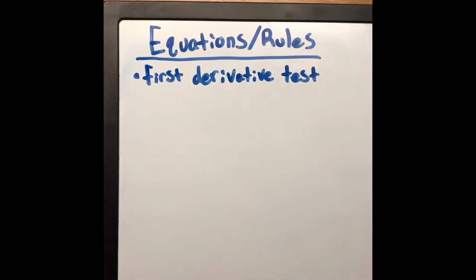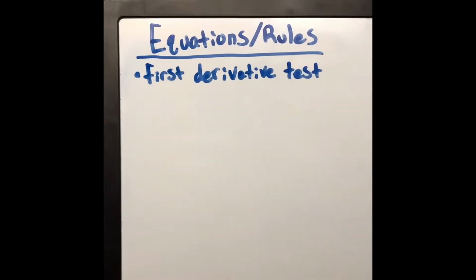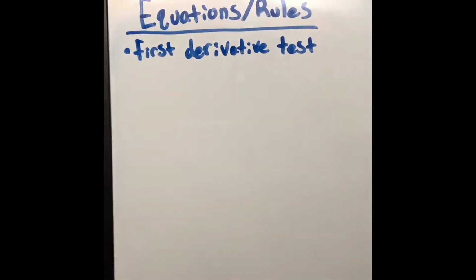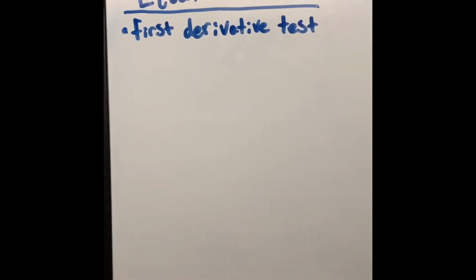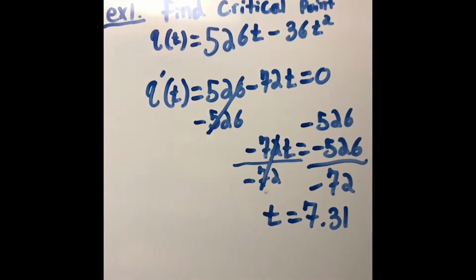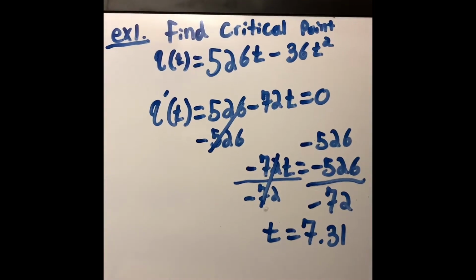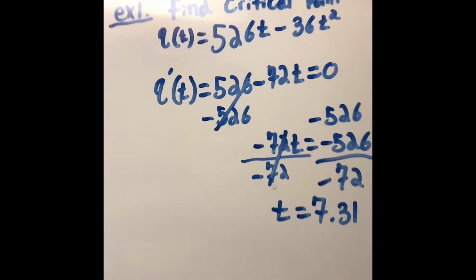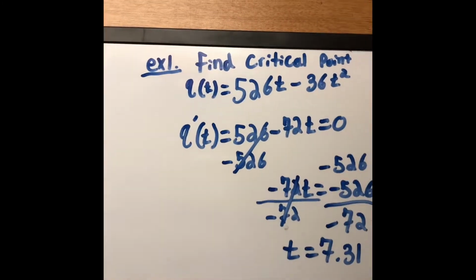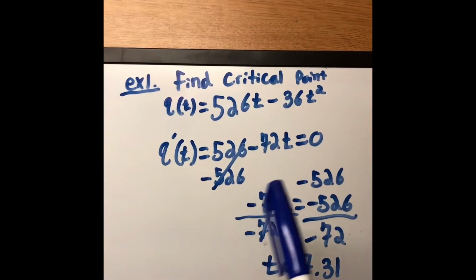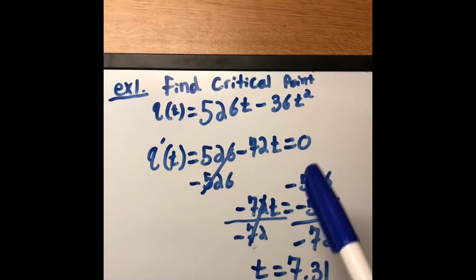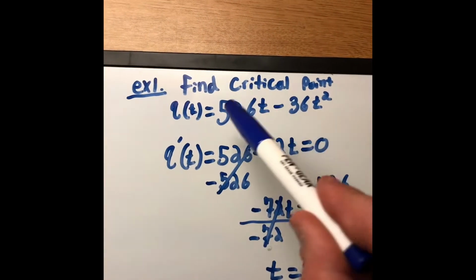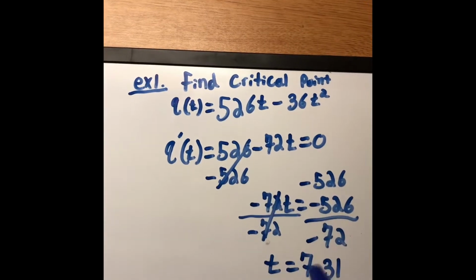In Chapter 5, Section 1, an important equation or rule is the first derivative test. The first derivative test is a way of checking whether a critical point is a maximum or minimum. In this example, find the critical point of Q(t) = 526t - 36t². First of all, Q'(t) = 526 - 72t, and set it to 0. I got this by taking the derivative of the first equation and placing it here.